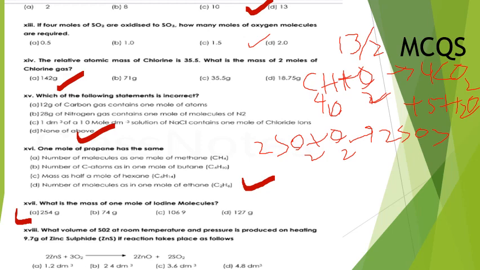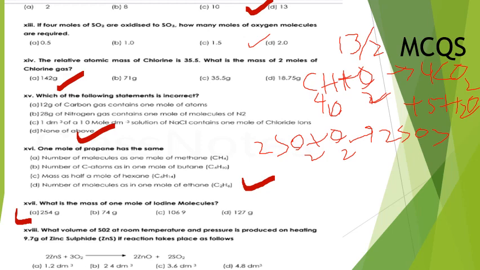Now the next one is, what volume of SO2 at room temperature and pressure is produced on heating 9.7 grams of zinc sulfide? If the reaction takes place as follows, you can see here 2 moles of zinc sulfide react with 3 moles of O2 to produce 2 moles of zinc oxide and 2 moles of SO2.